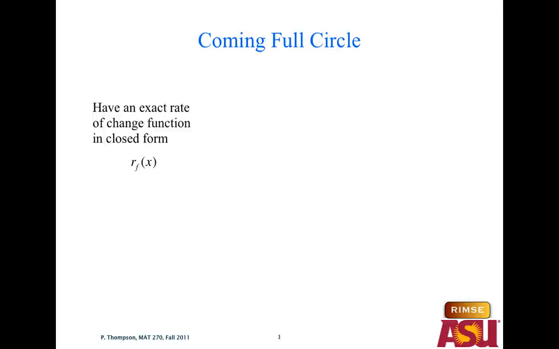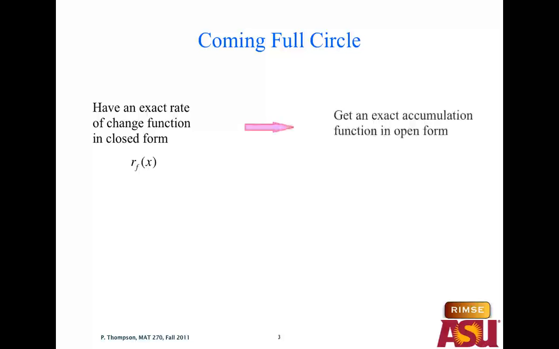Okay, so this is what we did at the beginning of the course. We had an exact rate of change function in closed form. We spent the whole first month and a half with an exact rate of change, and we came up with exact accumulation in open form. So write what that is. What was the exact accumulation function in open form, given that closed form rate? You should all be able to write that.